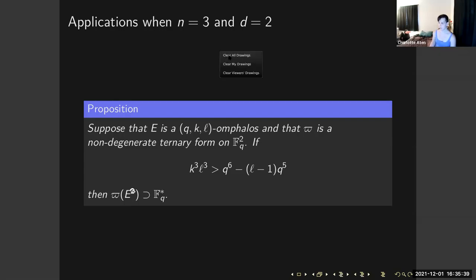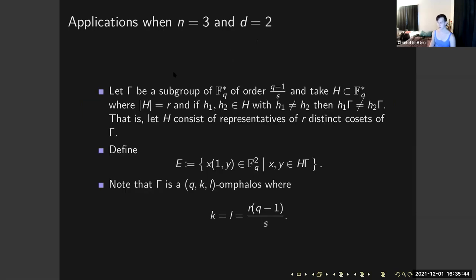But to give an even more specific example of applying this, let's consider the case where gamma is a subgroup of FQ star, so a multiplicative subgroup of order Q minus one over S. So in other words, gamma consists of S powers, and so its index is S.